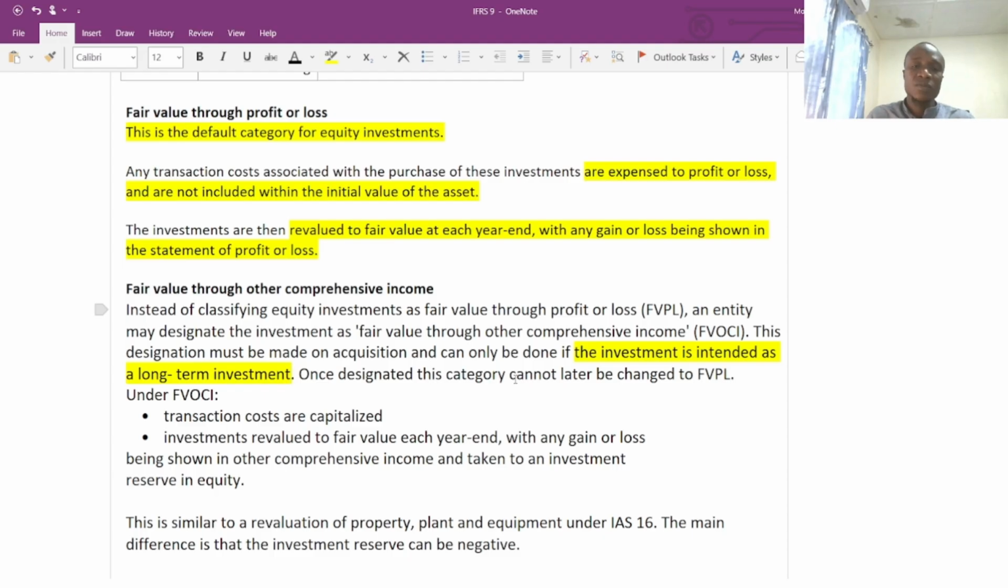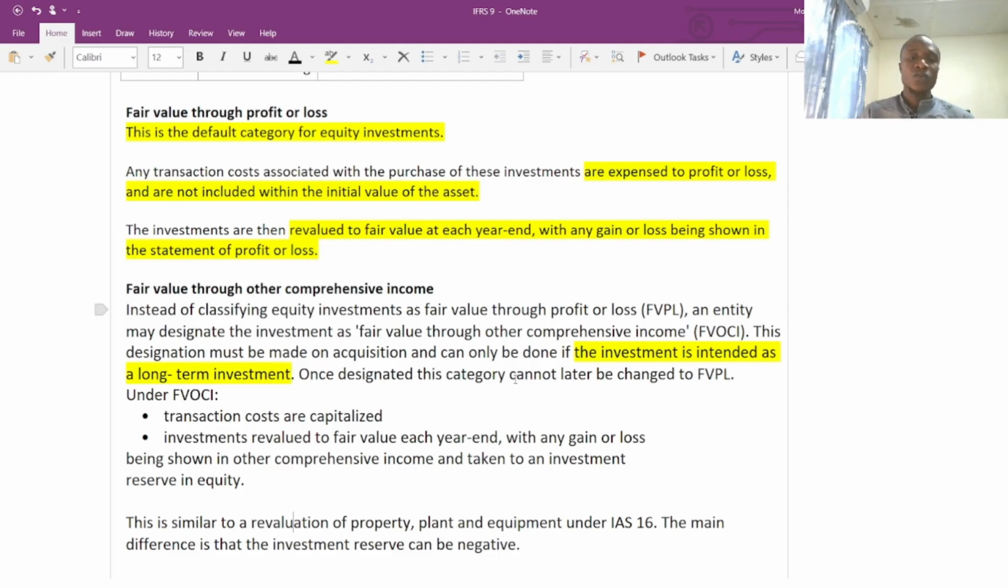And this accounting treatment should be agreed, should be designated, before or on the inception of the contract. At the acquisition date, you need to make it very clear that the basis of acquisition is for X, Y, and Z. Based on the parameters, they are long-term investments. So we are going to designate it as fair value through other comprehensive income. Other than that, we are going to use the default approach, which is the fair value to profit or loss. Once designated, this category cannot later be changed to fair value to profit or loss.